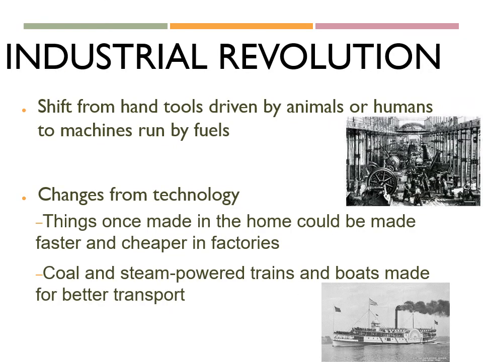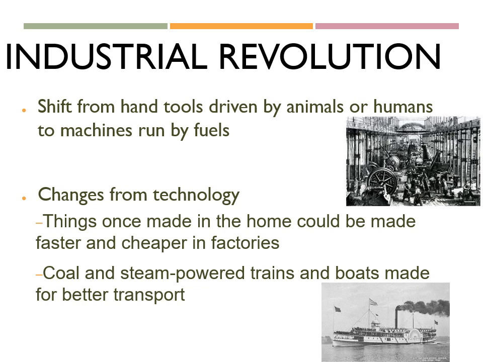The Industrial Revolution was the next one to come, another peaceful one. And the Industrial Revolution is a shift from hand tools and tools driven by animals or humans, power, to machines that were run by fuels. Things like steam, gasoline, electricity, stuff like that. And what happened is the technology increased a lot, and so life changed completely.